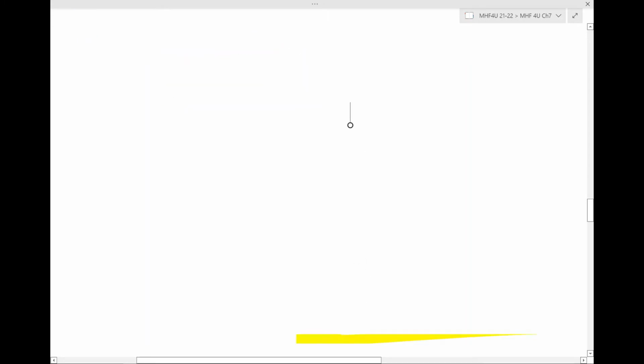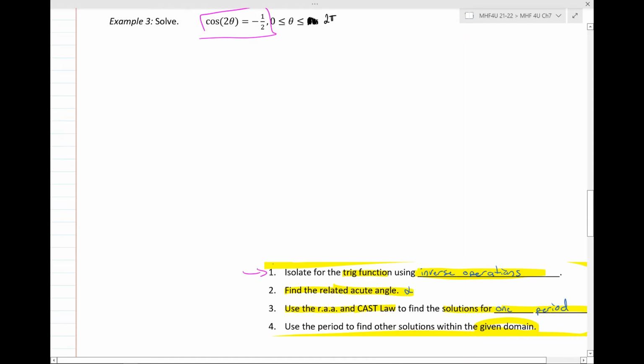Okay, start us off. We need to make sure that our trig function is isolated. I see my cosine on the left side. The only other things I see on the left side are all inside the trig function. I can't get them out yet, so this is isolated, right? The only thing on the left-hand side is the cosine function. Okay, that's great. Well done, us.